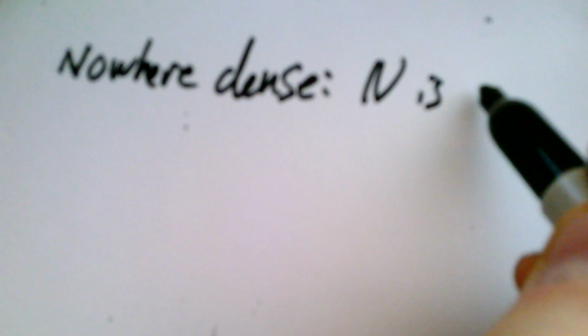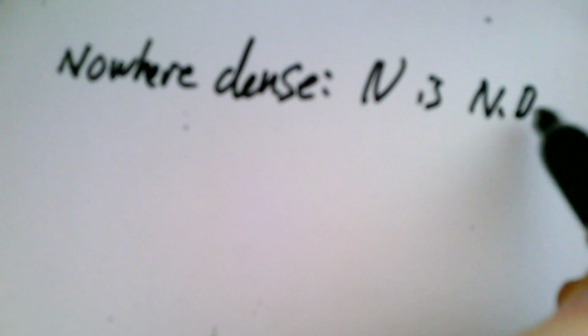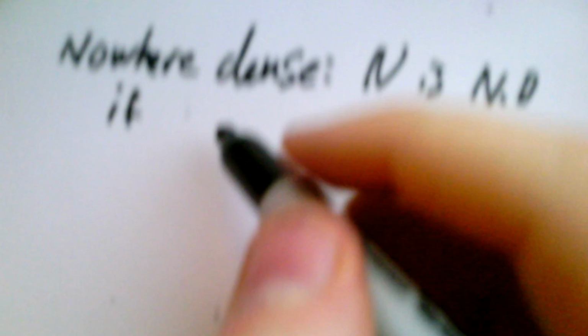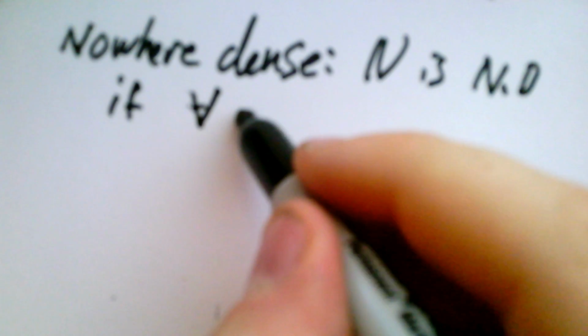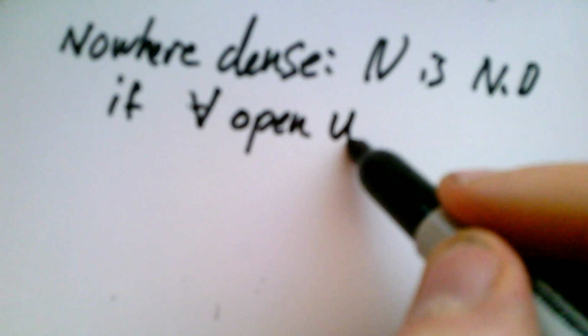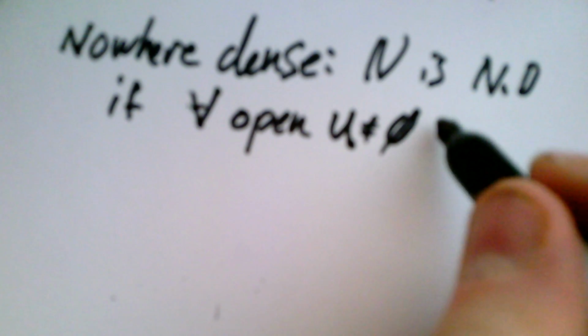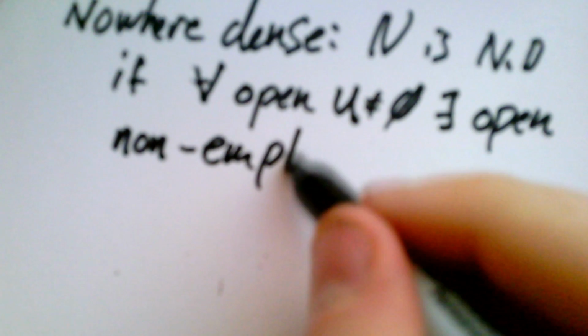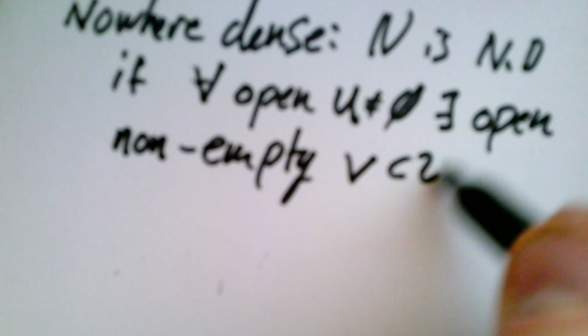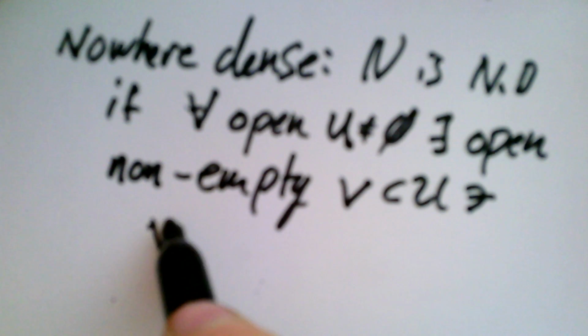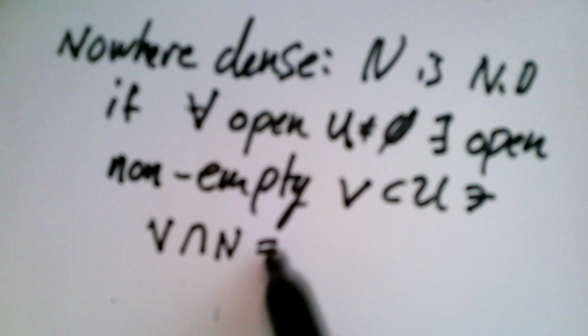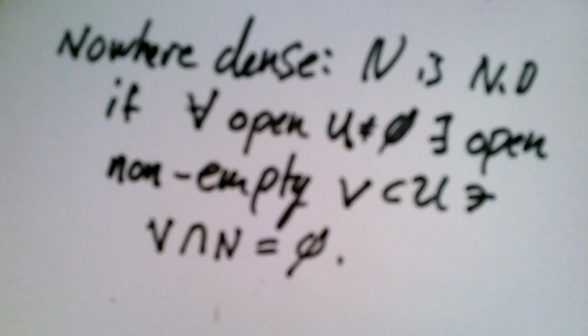N is nowhere dense if for all open U not equal to the empty set, so all non-empty open U, there exists open non-empty B contained in U such that B intersect N is the empty set. This is nowhere dense.